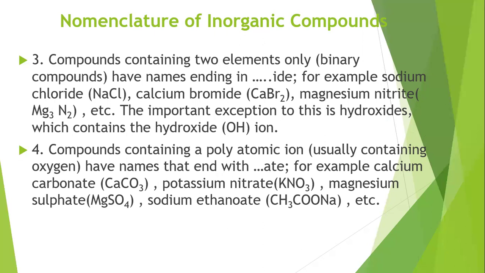The fourth consideration is that compounds containing a polyatomic ion, usually containing oxygen, have names that end with -ate. For example, calcium carbonate, there's -ate there. Potassium nitrate, there's -ate there. Magnesium sulfate, there's -ate there. Sodium ethanoate, there's -ate there, and so on. All these compounds which contain polyatomic ions have this kind of naming system.